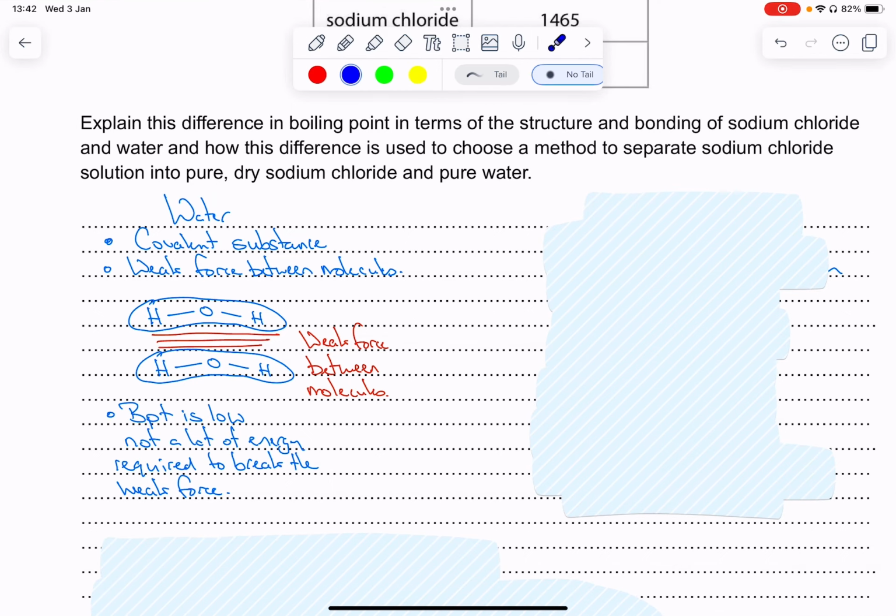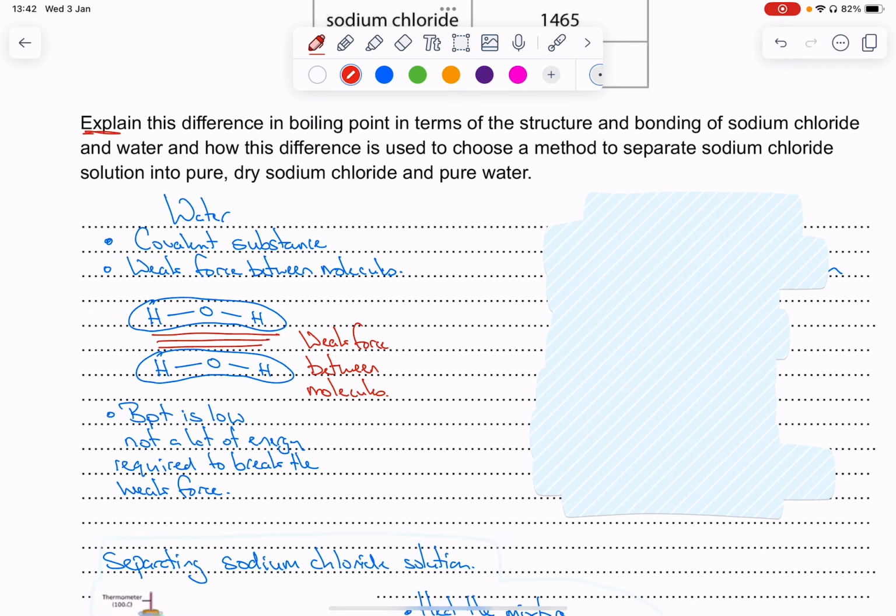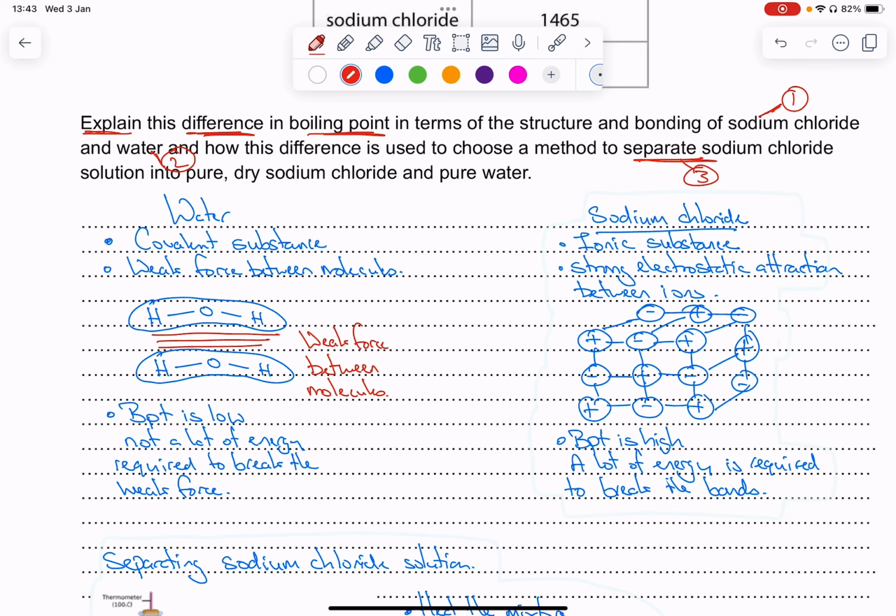Okay, this question wants us to do three different things. I'm going to show you how I'd approach it in terms of getting those three things done in the right order. So the first one wants to explain the difference in boiling point between sodium chloride, so that's going to be my first one, and then water is going to be another one I'm going to do. And then the next bit says, explain how this difference is used to choose the method to separate them. So my third step is describing how these are separated.